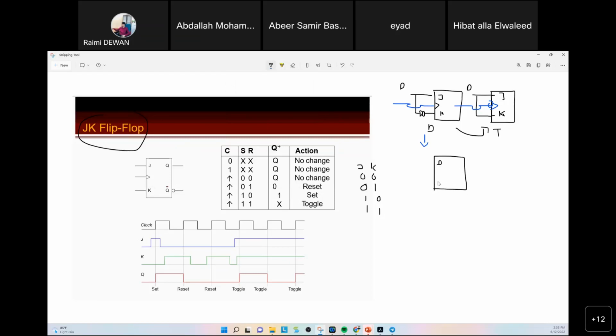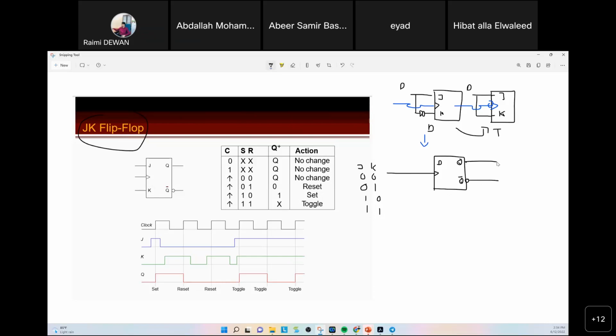And then you have a clock, depending on whether it is a positive or negative edge trigger. Then you have your output Q. Then you have the inverted output Q bar. If it's the inverted output, it means you have a bubble.